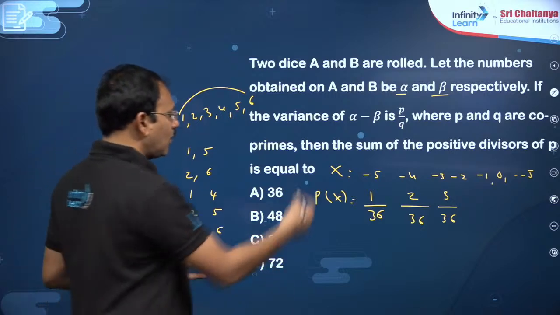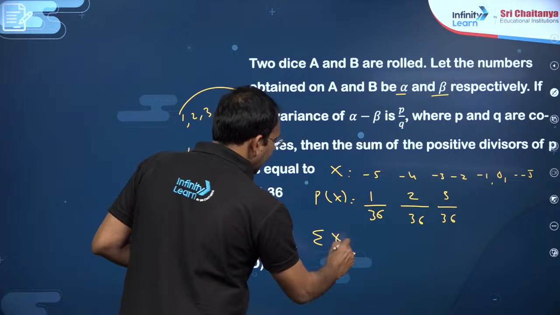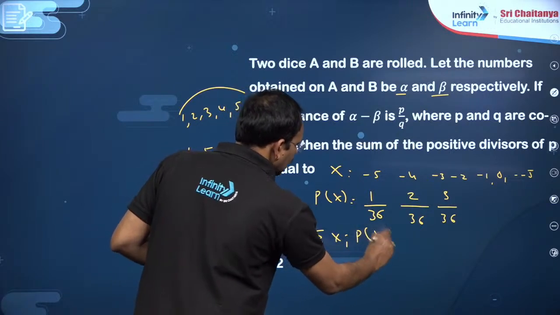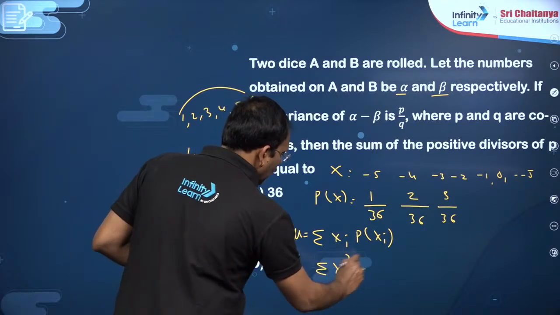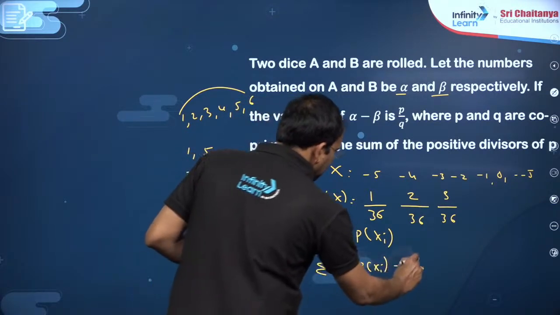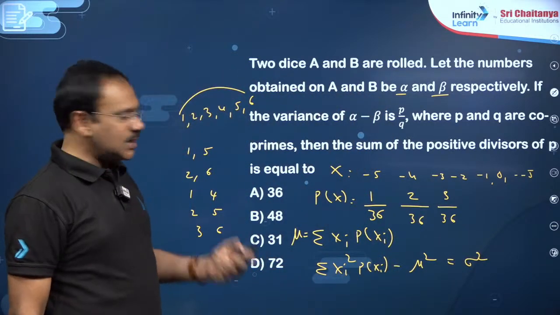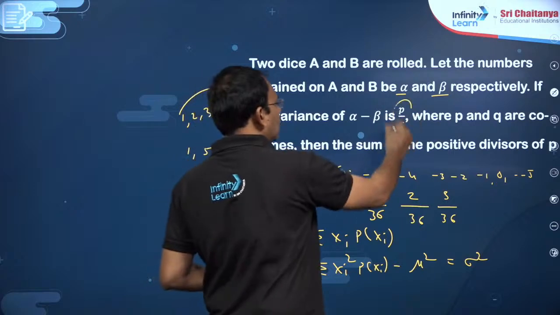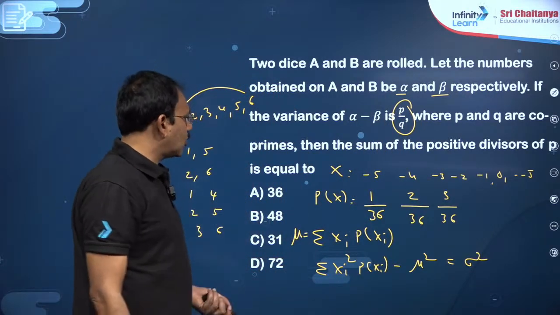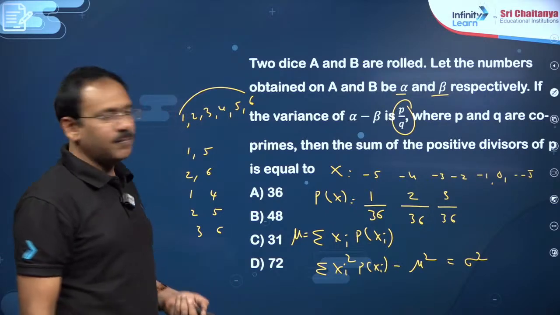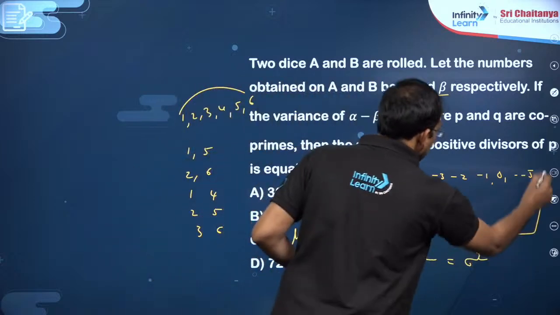So, after finding this table of xi and pxi, if you want the variance, first you try to find the mean, that is sigma xi pxi, and you will get the mean mu. Then you find sigma xi square pxi minus mean square, which gives the variance, right dear students. So in this way you can find the variance, which is P by Q. You can take P and Q in the simplest form, that means they are relatively prime. So you can automatically find the sum of positive divisors of P. So this is all calculation. First you form this table, and the problem is done, my dear friends.